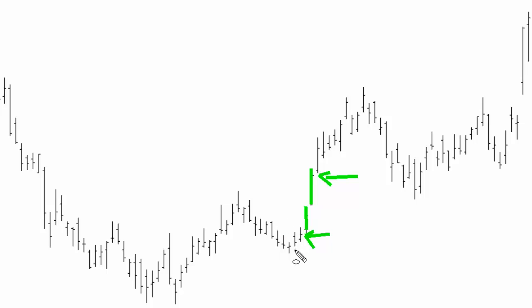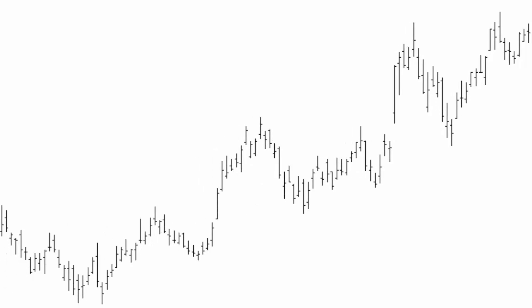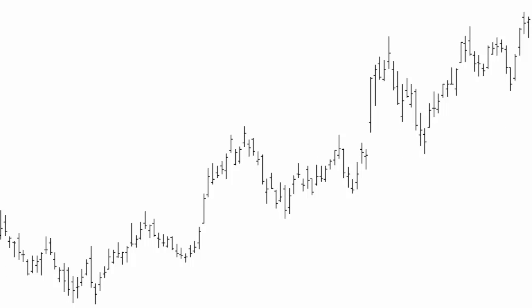Okay? And let's just zoom this over a bit more so we can get a good look at this. What we're trying to do is get the benefit of this. We're trying to get in here before it runs. We're trying to get in here before it runs. We're trying to get in here before it runs. Make sense? No, we're not trying to grab the bottoms here, here, and here, because you know what? That's catching a falling knife.